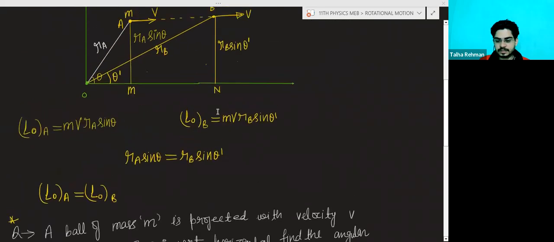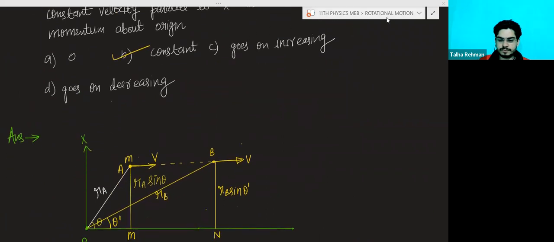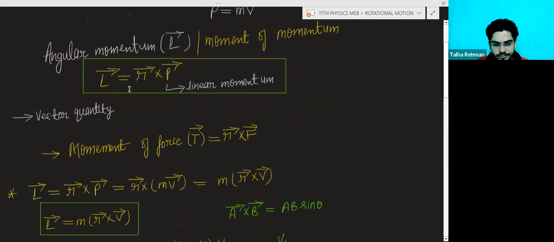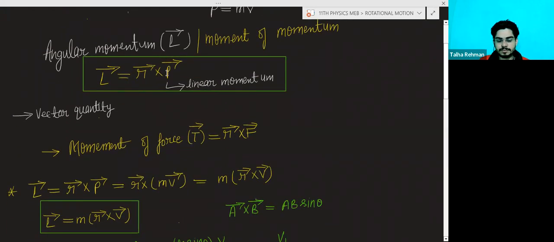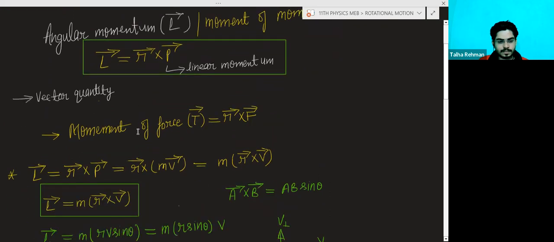So we were discussing the angular momentum. First we will revise angular momentum. Angular momentum is r cross p, where r is the position vector and p is the linear momentum. In vector form, this is the formula.